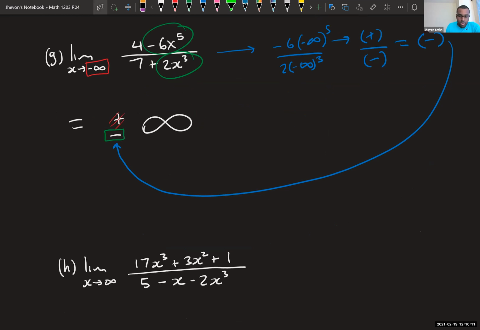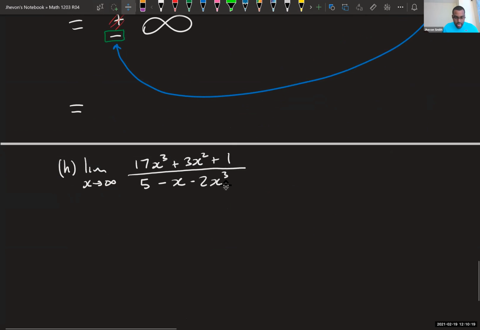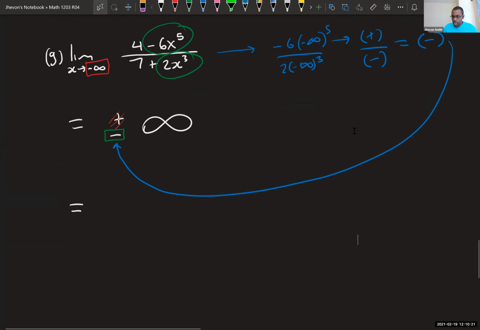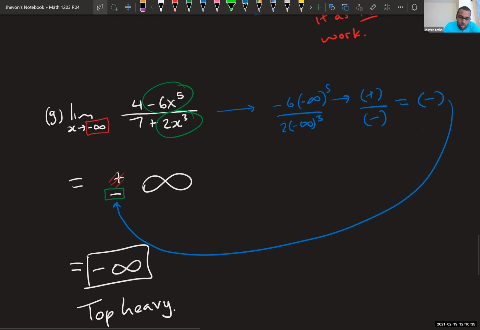So, you don't have to write out this line, but you just immediately write down negative infinity, right? But you have to, like I said, pay attention to the signs, to know should you take the positive or the negative infinity? So now you know it's negative infinity. How do I know? It's top heavy, right? But this is what I mean by pay attention to the signs.